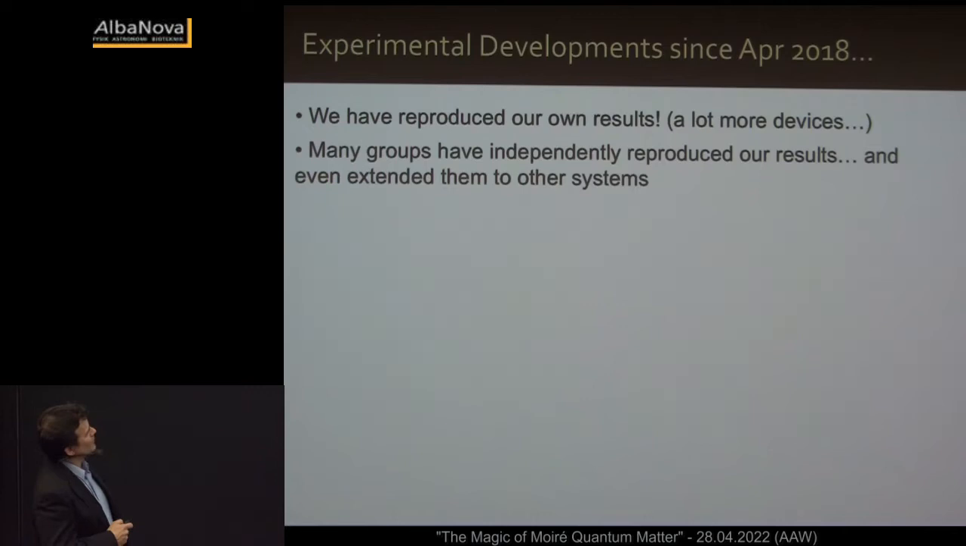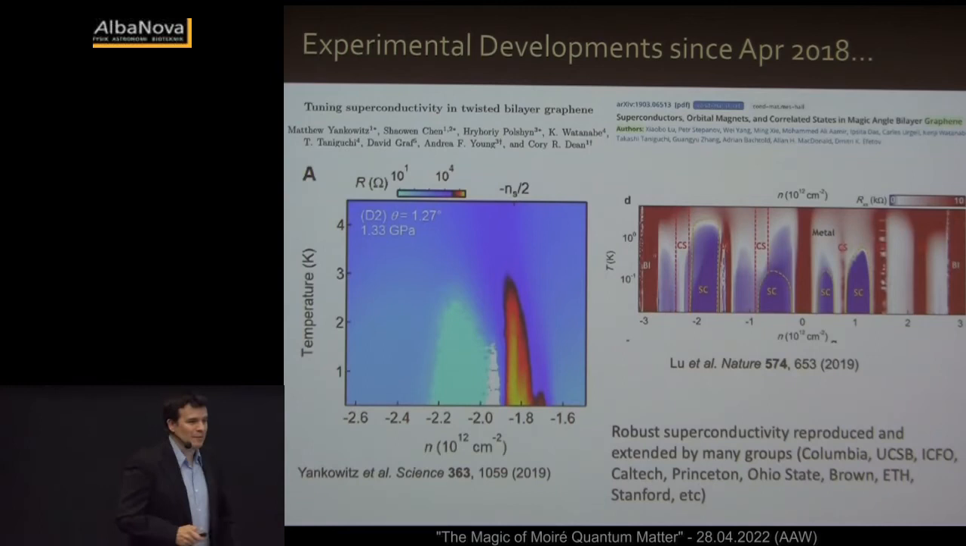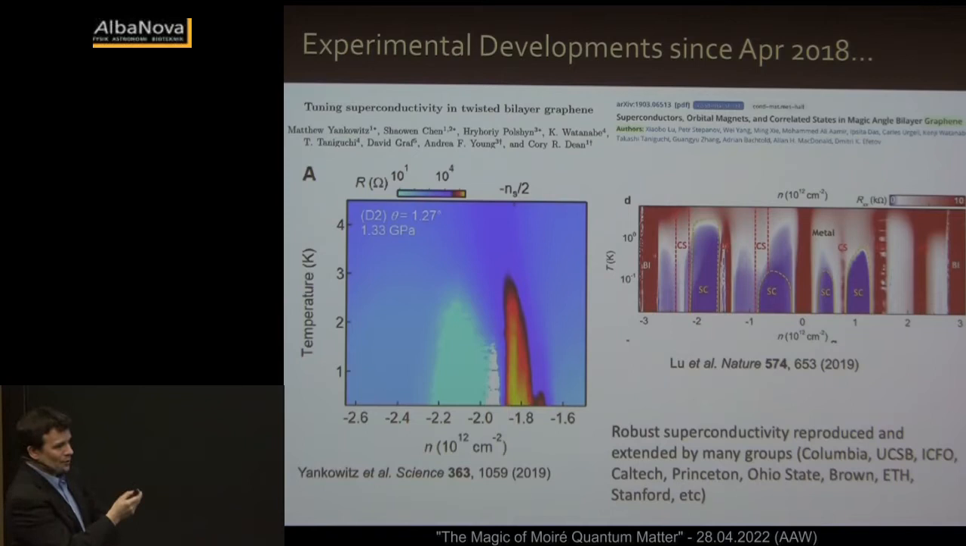The first two papers that reproduced our results were a collaboration between the group of Corey Dean at Columbia University and Andrea Young at the University of California, Santa Barbara. Not only were they able to reproduce our results, but they extended them, and they were able to tune the superconductivity with pressure, which proved that it is really dependent on this interlayer tunneling. The second group was the group of Dimitri Efetov in Spain, where they were able to see additional superconductivity in the system.